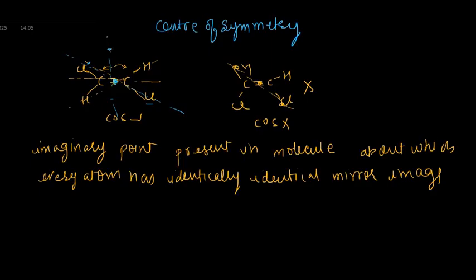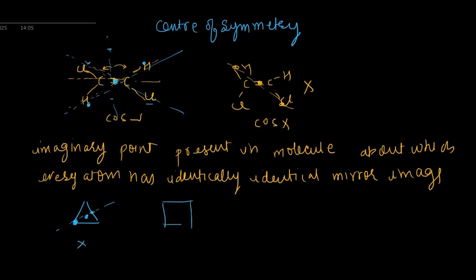So the point should be symmetrical. The line passing through must have the same before and after. Means if I am drawing this line through this, I am getting hydrogen before and also hydrogen after. So that is called the plane of symmetry. Sorry, center of symmetry. Like in this, there is no center of symmetry because if I am drawing this line, I am getting carbon here, but I am not getting carbon here.